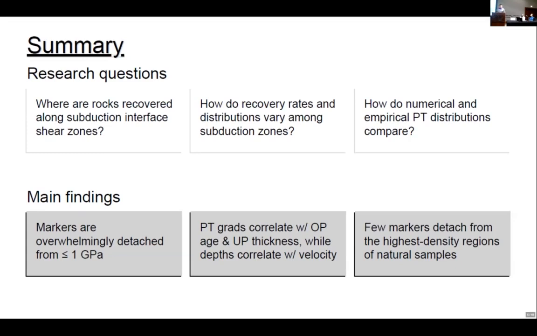What we find from our numerical experiments is that markers are overwhelmingly recovered up to 1 gigapascal. And that thermal gradients of the markers are strongly correlated with the oceanic plate age and upper plate thickness, while the depth of marker recovery is more strongly correlated with the convergence velocity. And most interestingly, we find that very, very few markers are detached from the highest density regions in PT space of natural samples. So we'll come back to the implications of these at the end of the talk.